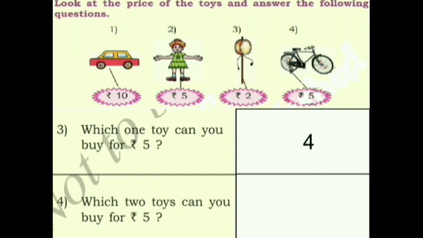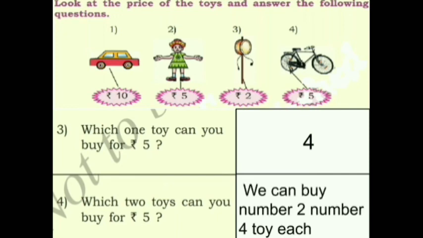The next question is, which 2 toys can you buy for 5 rupees? We can buy number 2 and number 4 toy each.